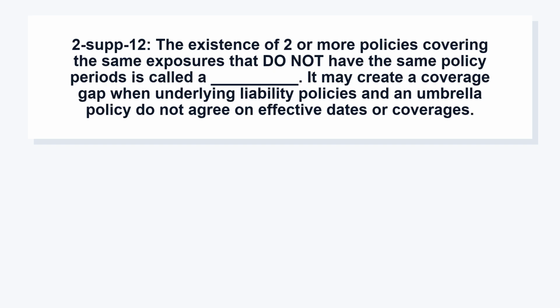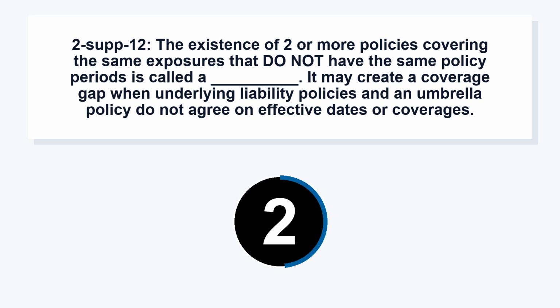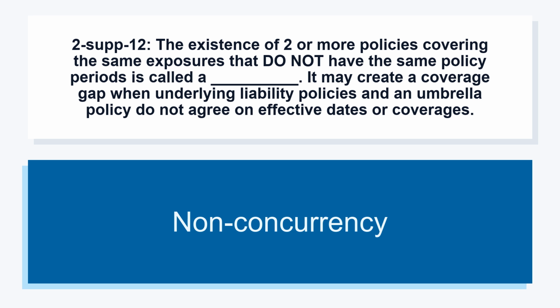2 Sup 12 the existence of 2 or more policies covering the same exposures that do not have the same policy periods is called a. It may create a coverage gap when underlying liability policies and an umbrella policy do not agree on effective dates or coverages. Non-concurrency.